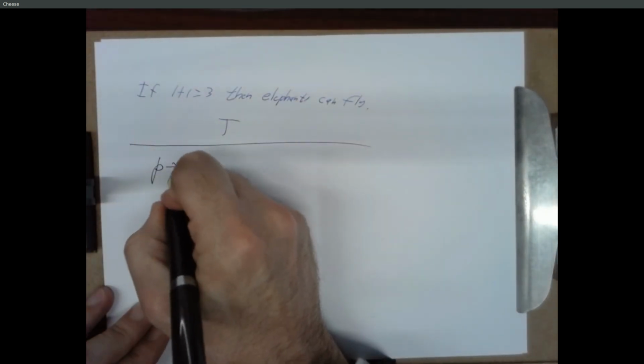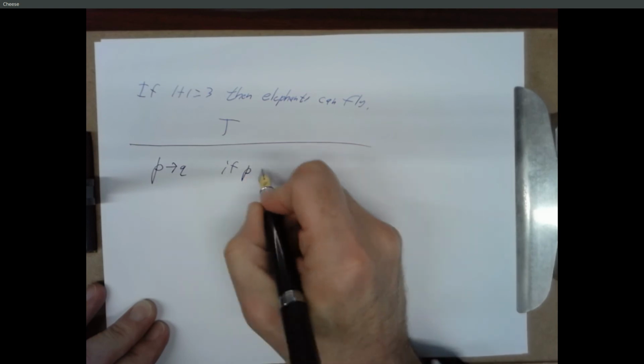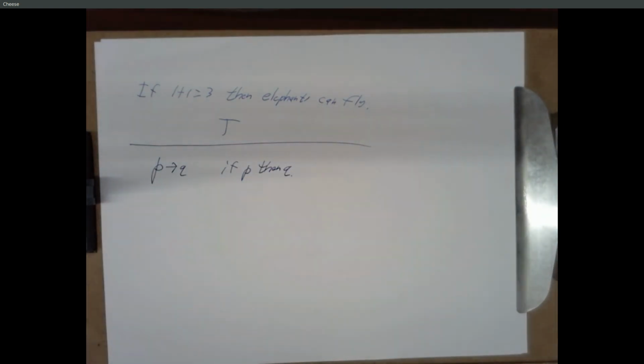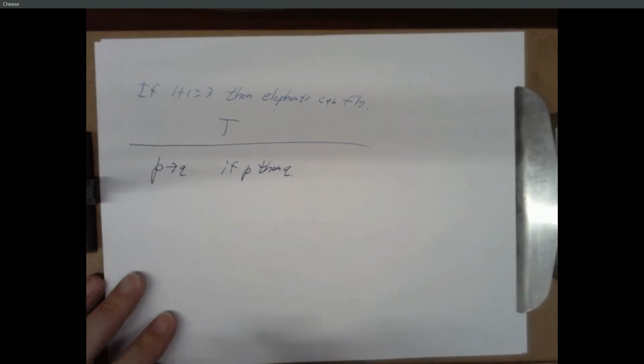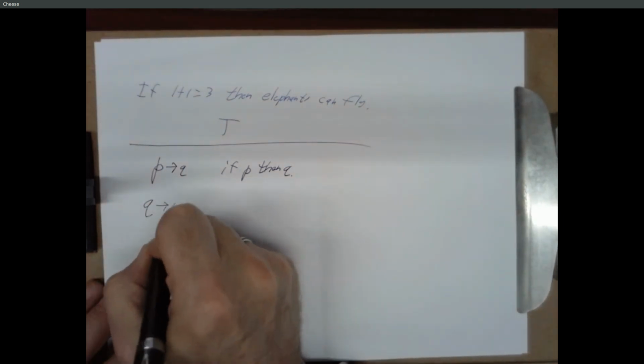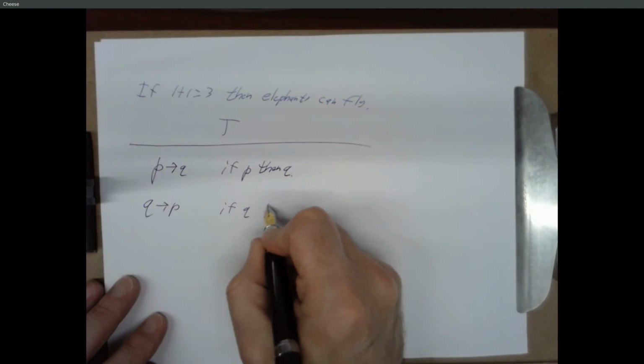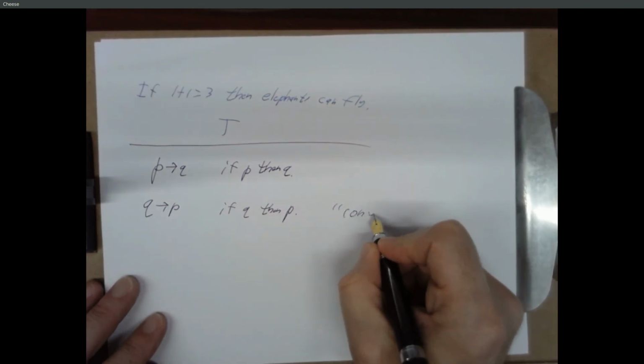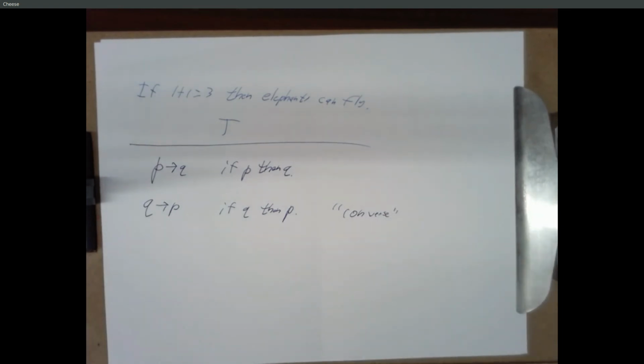All right, so P arrow Q says if P, then Q. So back to switching the order of these things, Q arrow P says if Q, then P. This is called the converse. Converse, you're just switching the role of P and Q, or if you like, you're flipping the arrow around.